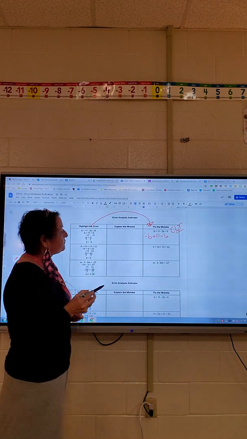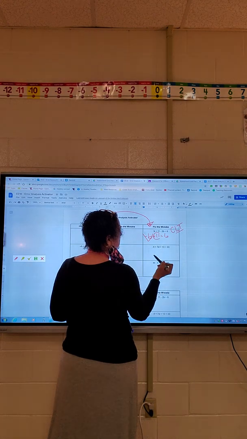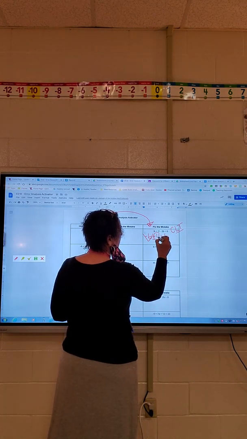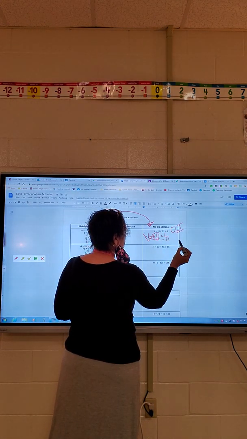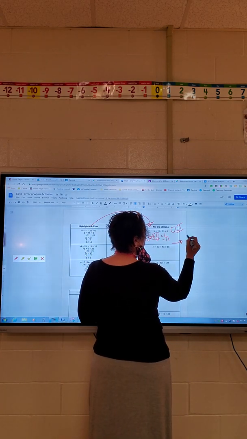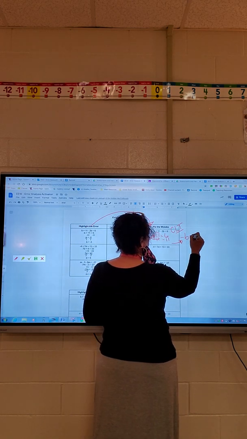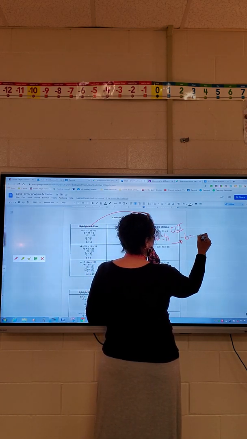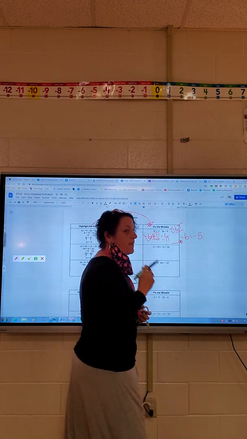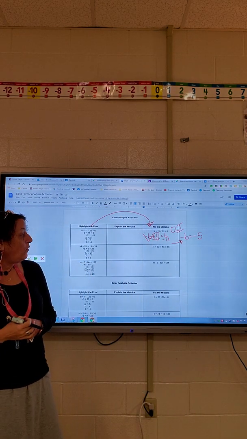All right? Now, here's my variable term. Here's my constant term. I'm going to subtract 11 from both sides. And I'm going to come right over here because I don't have enough room. Negative b equals a negative 5. Right? Well, am I done?